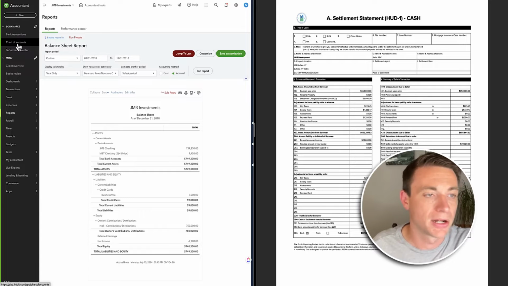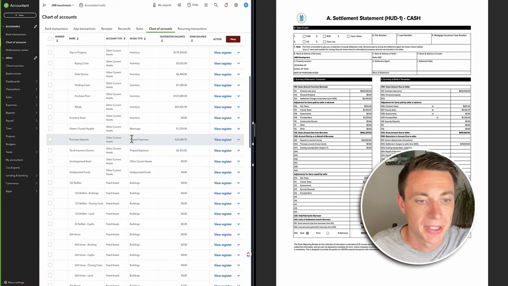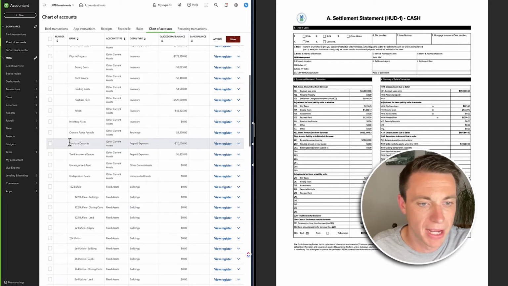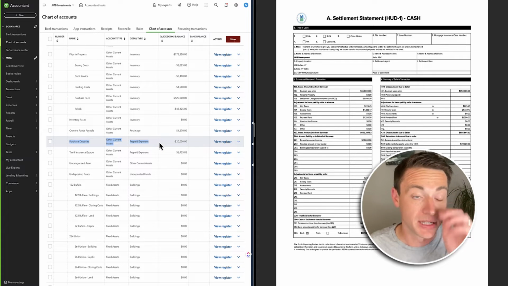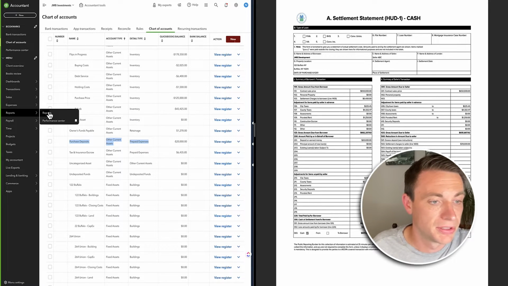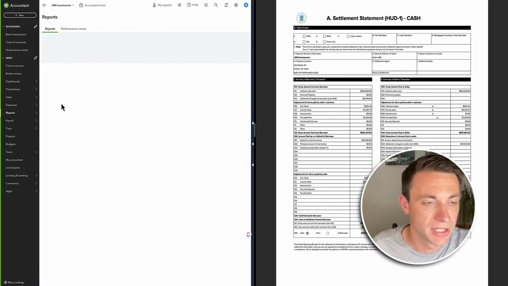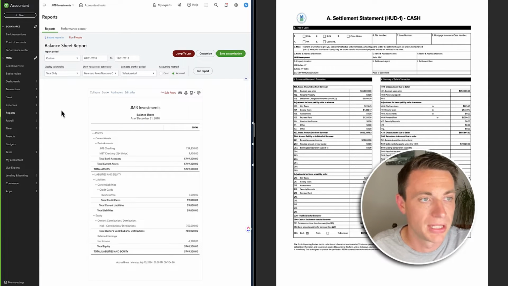Okay, so this should be in our chart of accounts. This is an other asset, so something like purchase deposits right there. Okay, that would be an example. So let's go to my balance sheet as of 2018 again, and I'm going to create that purchase deposit.